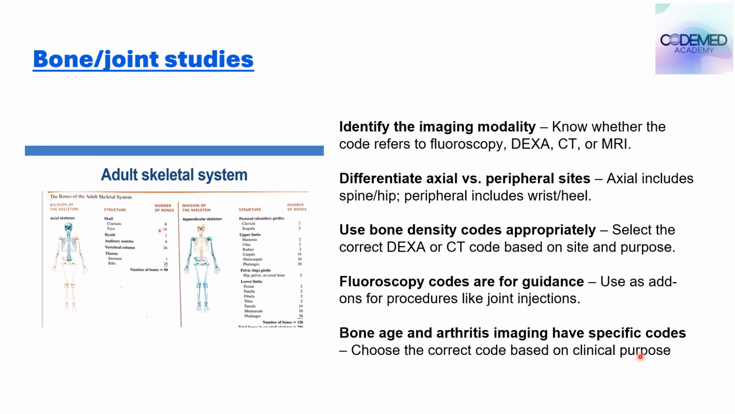Fluoroscopy codes are for guidance. Use them as an add-on code for a procedure like joint injection. Bone age and arthritis imaging have a specific code. Choose the correct code based on the clinical purpose.